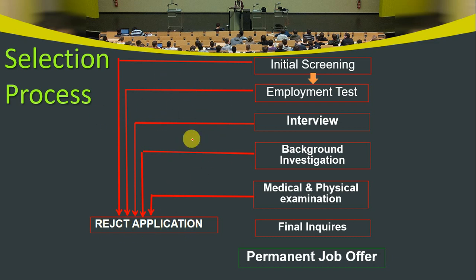As you can see in the diagram, if in the initial screening the employee does not match or has some problem with it, he's not qualified, so he can be directly rejected. In the employment test, if he fails, he's directly rejected. Interview failed, directly rejected. So there is a direct connection. If any of the processes mismatch, the application can be directly rejected. First, we have the initial screening. Let's study that.